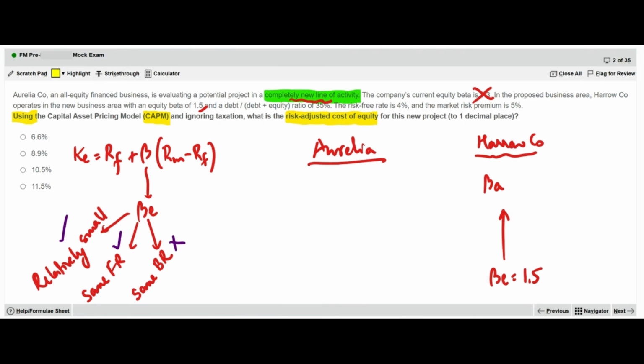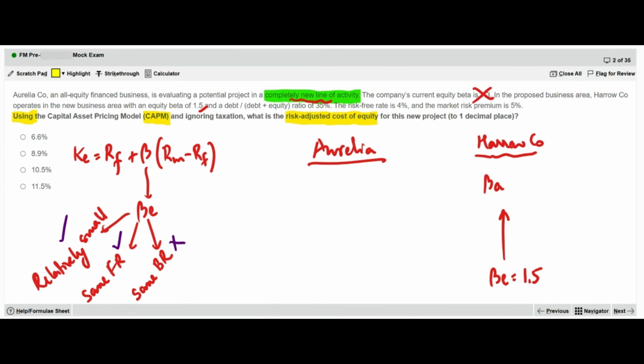As per Modigliani Miller assumption, the beta asset reflects only business risk. It does not reflect financial risk. Hence, beta asset is assumed to be the same across the industry. So, beta asset of Harrow company is going to be the same for the Arulia, the new line of activity it is entering. And hence, with that, we should be able to calculate the CAPM. You could probably pause the video over here, try solving it yourself, and then watch the rest.